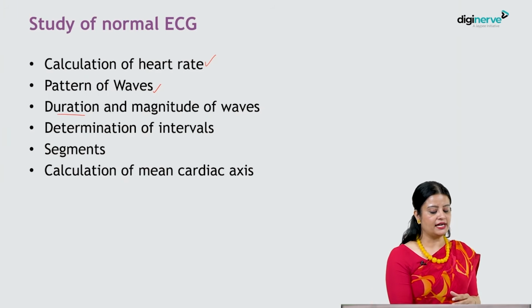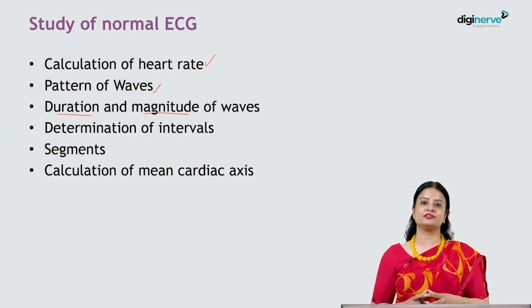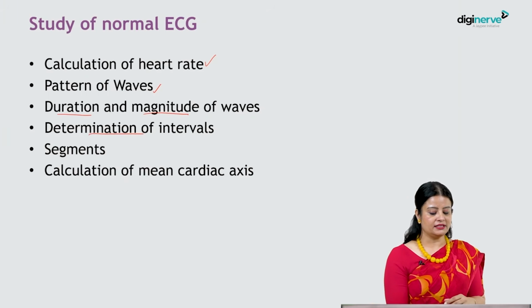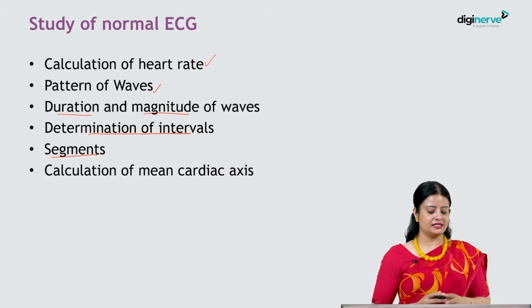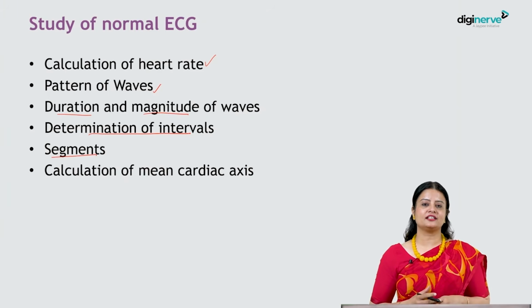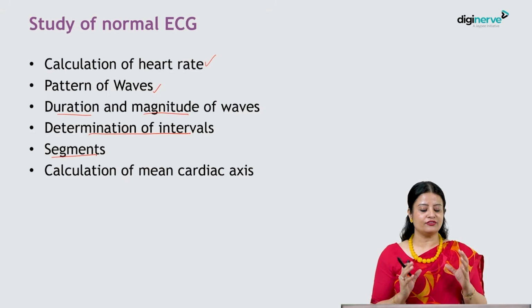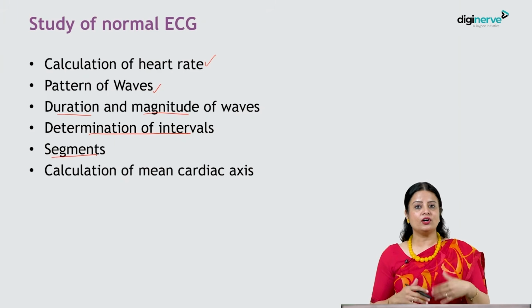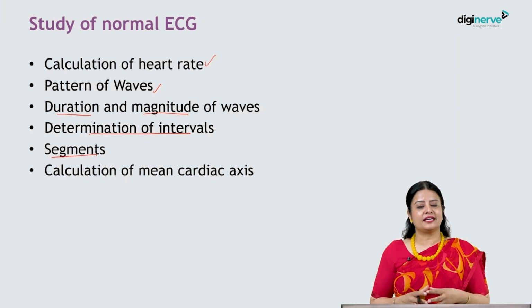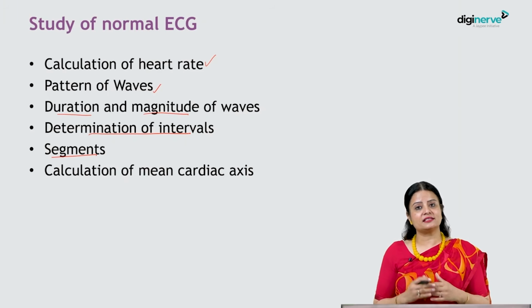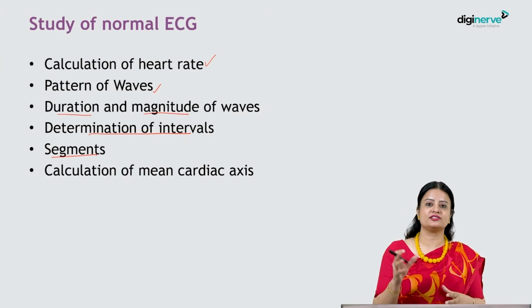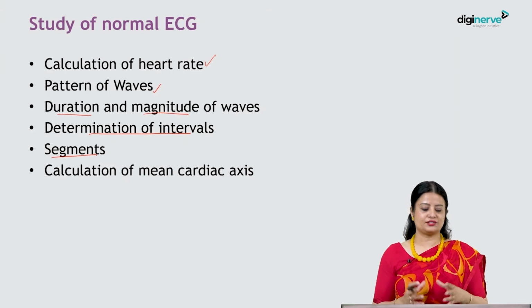Then you try to calculate the duration and magnitude of the waves from lead 2. You determine the interval, you determine the segment, and after that you determine the mean cardiac axis. This is what we do for a study of a normal ECG. Beyond this, we can also calculate the various aspects, like for the atrial hypertrophy, for the ventricular hypertrophy, etc.